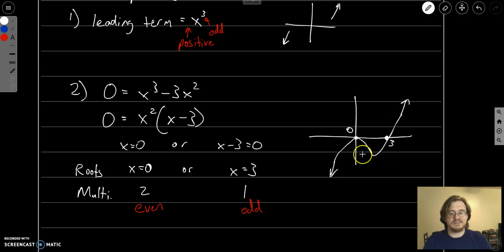So this is what our function will roughly look like. This isn't exact at the moment, this isn't precise. All I've done is I've connected the dots. Again, how have I done this?